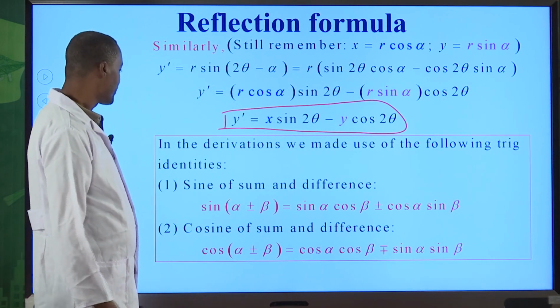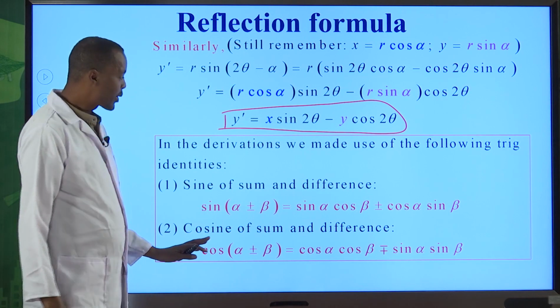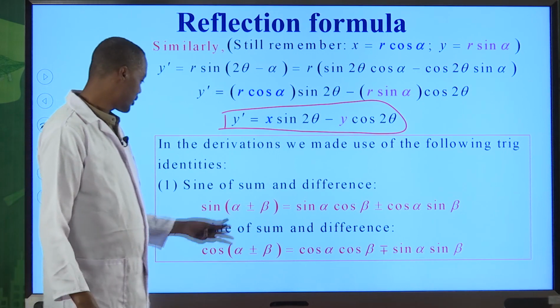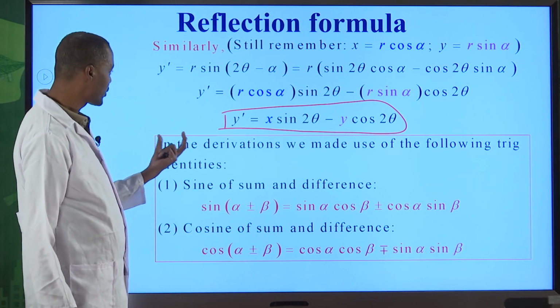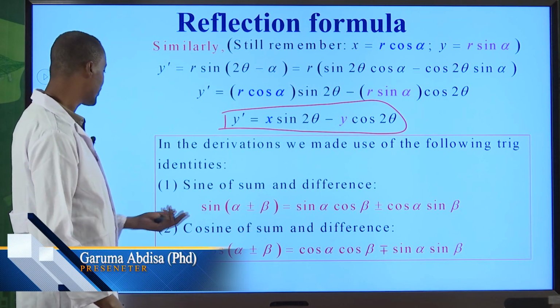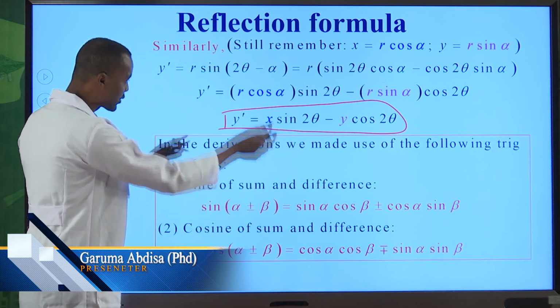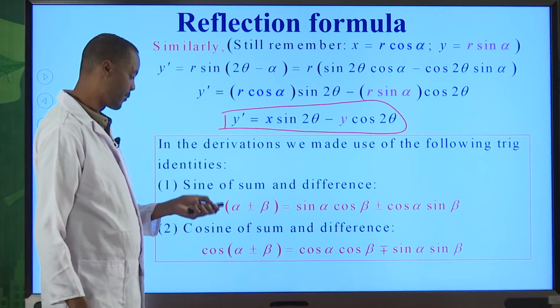So if you are not sure how to make trigonometric expansions like sine of theta plus alpha and also for cosine, here is an identity for you. Have a look at it, and this is what we have used in the derivations.